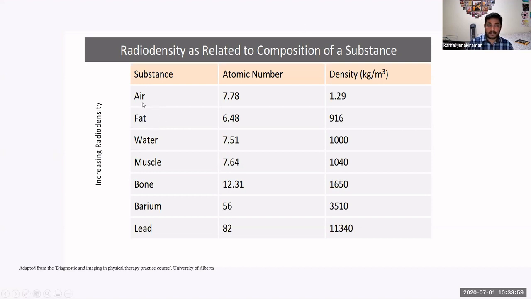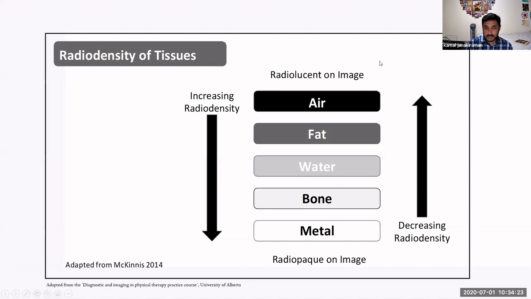For example, air has the least density, then fat, water, muscle, bone, barium, lead. Lead has the highest density. When it comes to the X-ray in the human body, mostly you'll encounter the first five: air, fat, water, muscle, bone. These are the five things you normally see in an X-ray. Okay, this gives a clear picture. So, increasing radio density, because air is the lowest radio density and metal is the highest radio density.